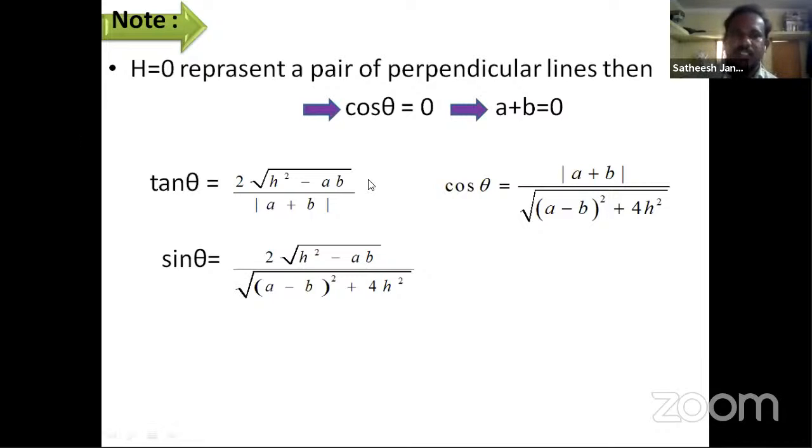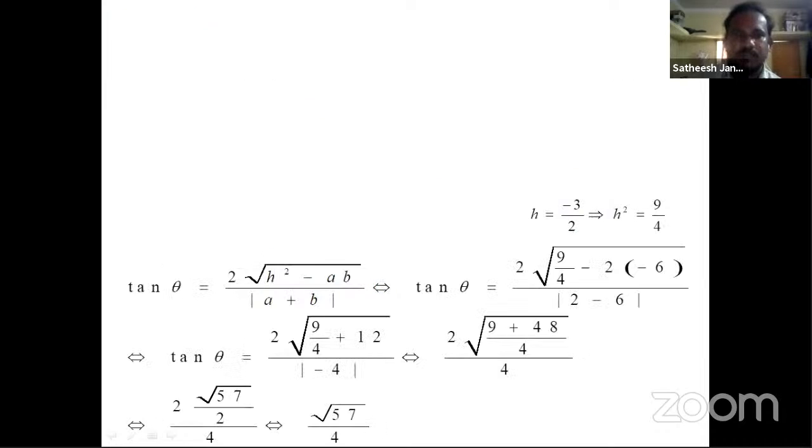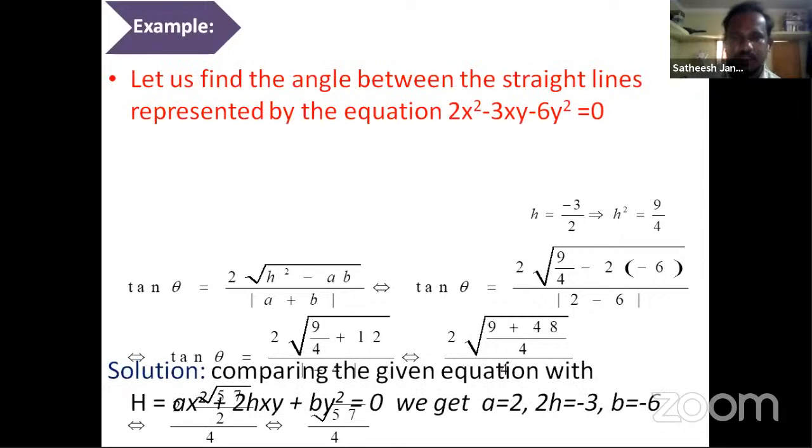And from cos theta, we get some other formulas from the triangle properties. That is tan theta is equal to 2 into the square root of h square minus ab, by a plus b. Sin theta is equal to 2 into the square root of h square minus ab, by the square root of a minus b whole square plus 4h square. Proofs are not important for tan theta and sin theta. Now coming to the next topic. Now let us solve some example problems.